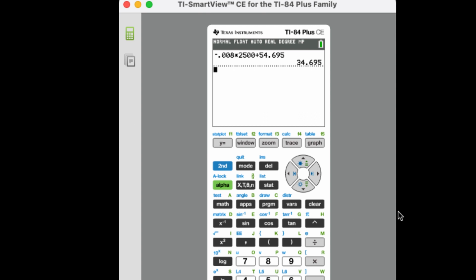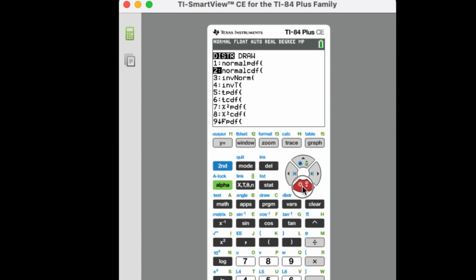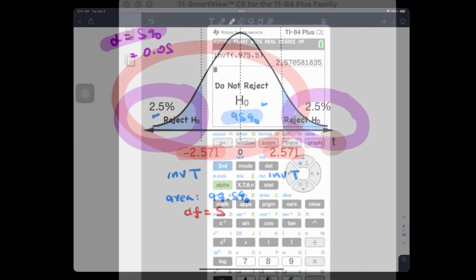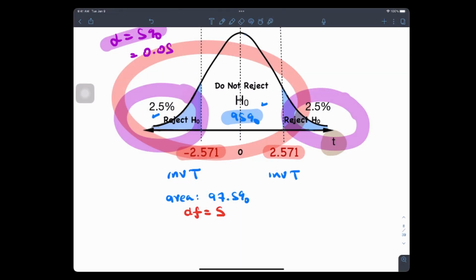Okay. Second distribution, inverse t here, right? Oh, it's already on 0.975. Good. The degree of freedom was what? Was it 5? Okay, what do we do with that? Paste it in. If we go to the nearest thousandths in this example, isn't it 2.571? Inverse t, ladies and gentlemen. So this is how they got the critical values.